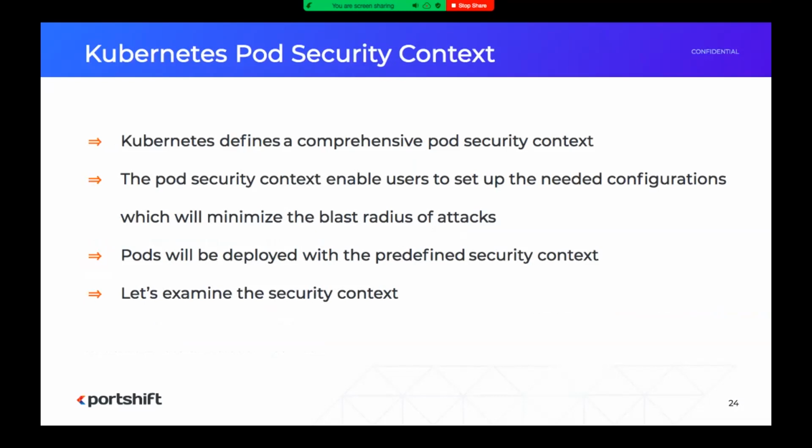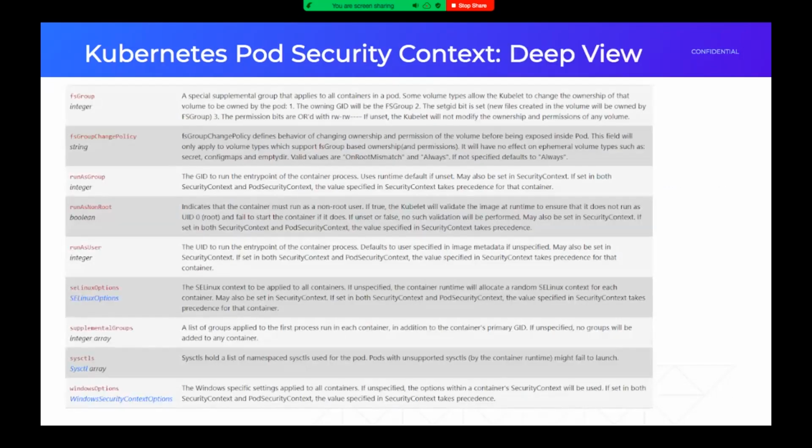Now, pods are typically deployed with a predefined security context. Let's see what this context gives us. If you look at the Kubernetes documentation, you can see all the different attributes. We're not going to go through all of them one by one, but I want to note a few of them which are important.